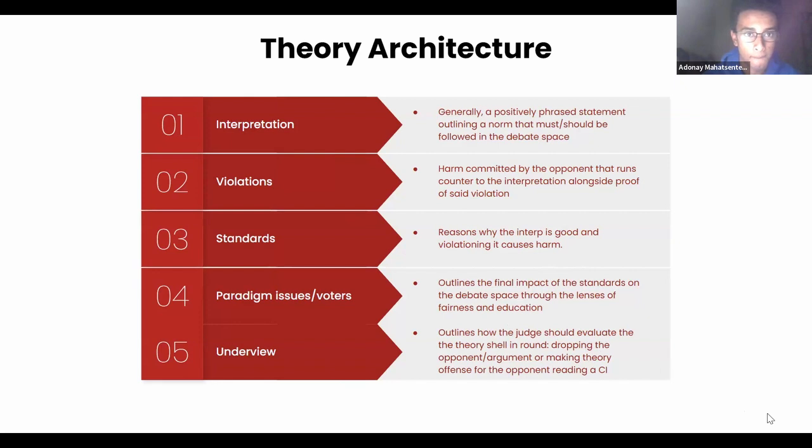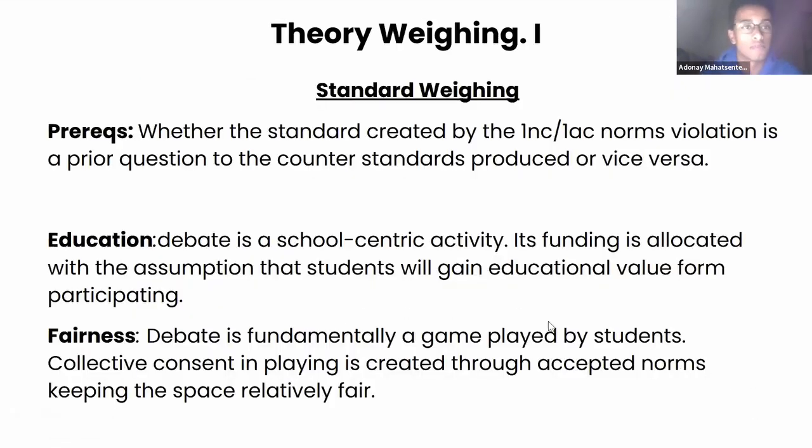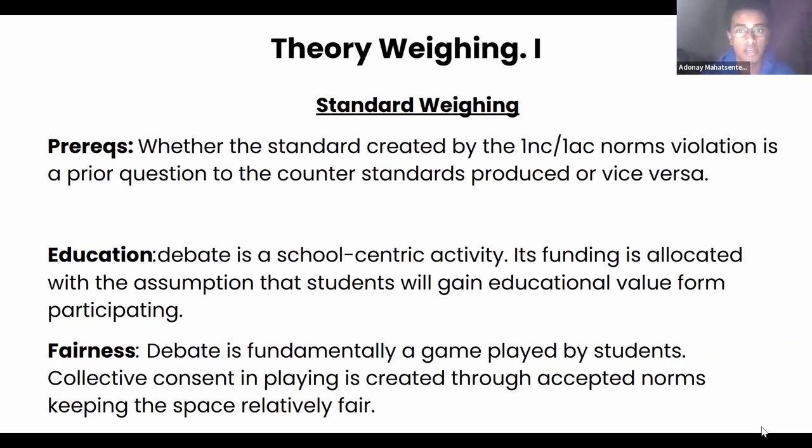Okay, in that case, we're going to move on. The first concept we're going to go over is weighing standards. The main forms that you're going to see are first, prereqs, just asking whether the standard created by the 1AC or 1NC and the norms that it violates are a prior question to either a counter standard, the way you respond to a shell, or vice versa. So for example, if a shell has a strategy skew of another team not disclosing their case, then the prior question there could be accessibility and any other standard read by the other team now lies as a prior question, because you can't have accessibility if there are strategy skews towards other teams.